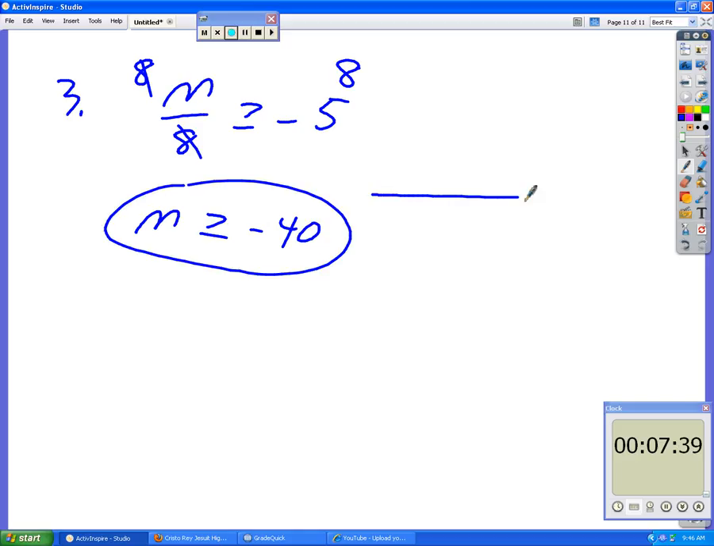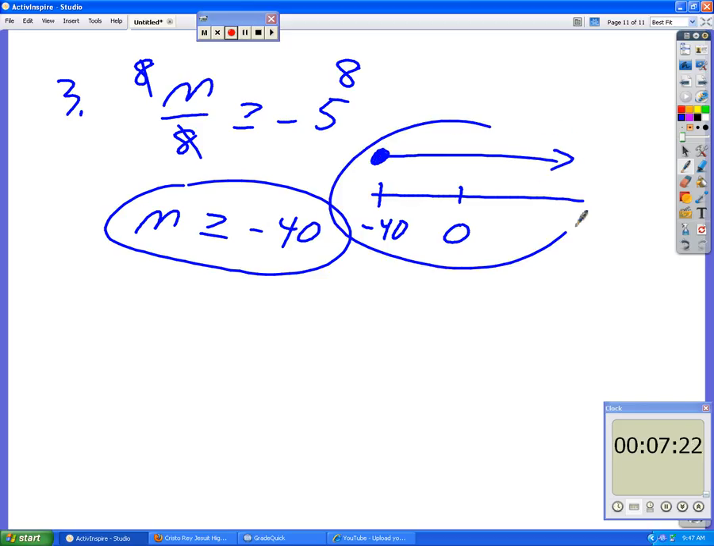I meant to say number 4. Negative 40. Negative is on this side, so there's negative 40. Circle, filled in? Yes. And the line runs which way? To the right. And there's your graph.